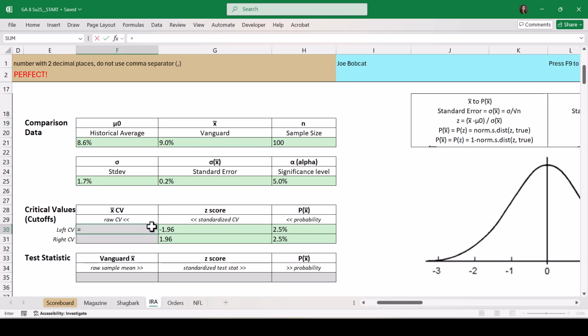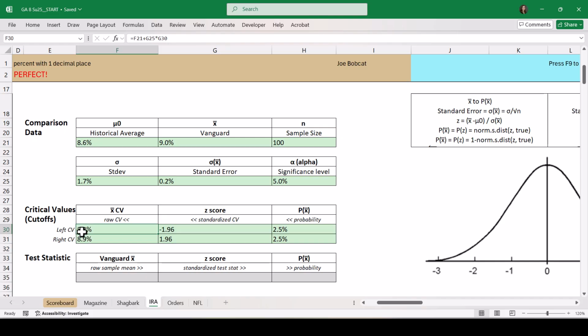All right, what are the cutoffs or the critical values in raw units? So to determine that, you take the population mean plus the standard error times the z-score. Got 8.3%. Now what about the upper? Again, it's the population mean plus the standard error times the z-score. And here are my cutoffs in raw units.